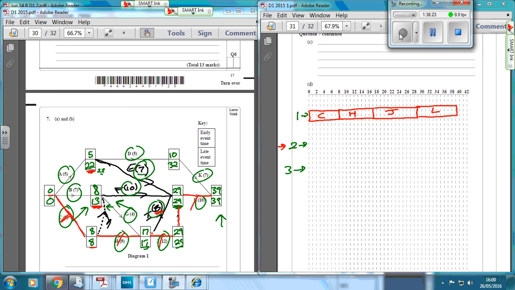So we're going to start this one off for 7 minutes, and he's doing activity B, so that's that one done. Then worker 3 can do A, because we're using the minimum number of workers. So we're using 3 workers, which is what we worked out in part C. Then A goes on for 5 minutes.